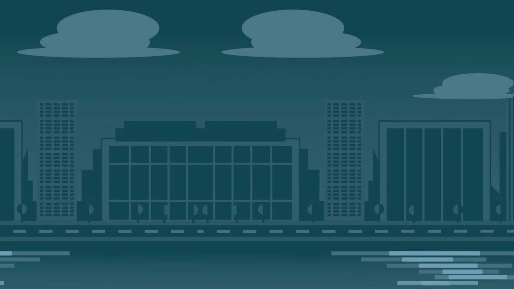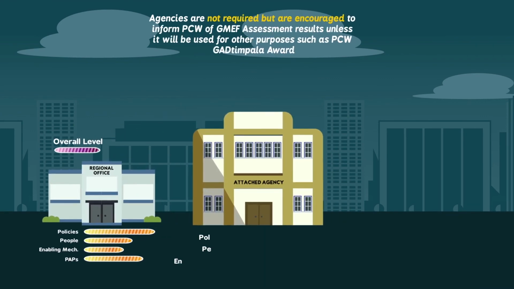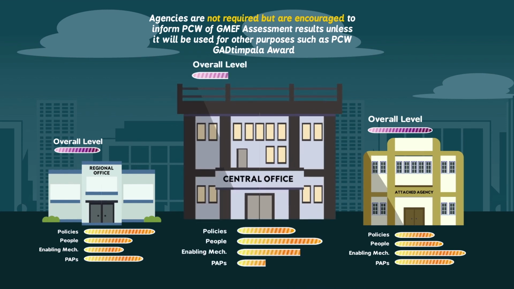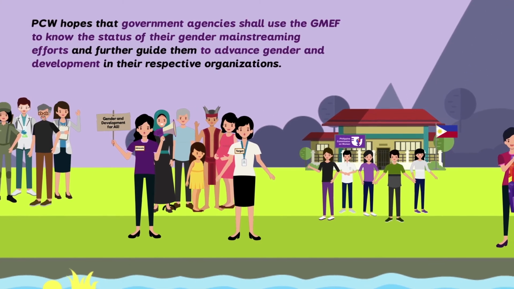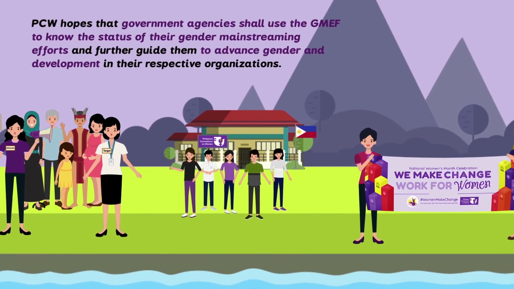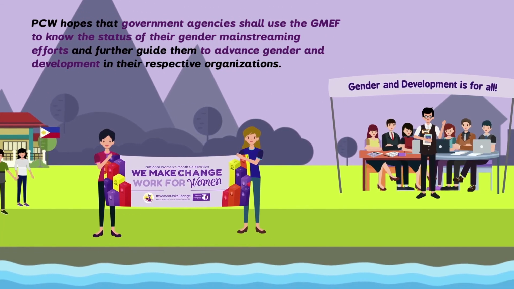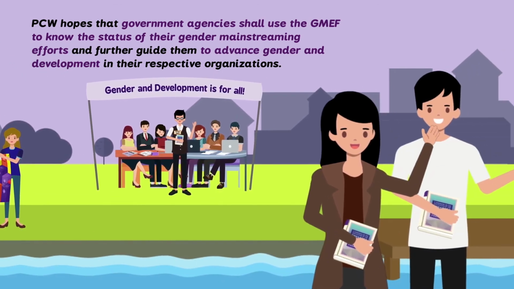It is important to remember that agencies are not required to submit their GMEF ratings to PCW for validation. However, they are encouraged to inform PCW of their GMEF assessment results. PCW hopes that government agencies shall use the GMEF to know the status of their gender mainstreaming efforts and further guide them to advance gender and development in their respective organizations.